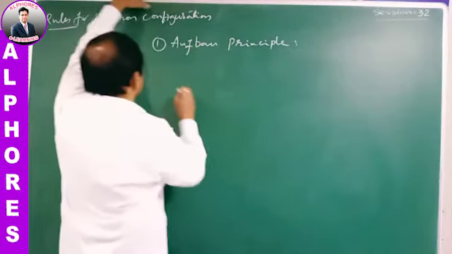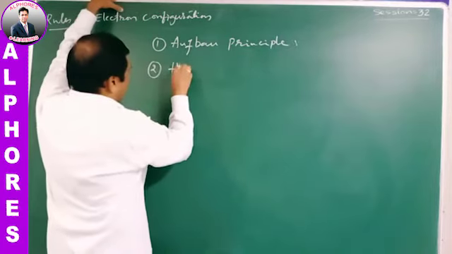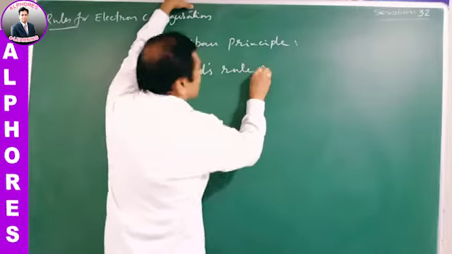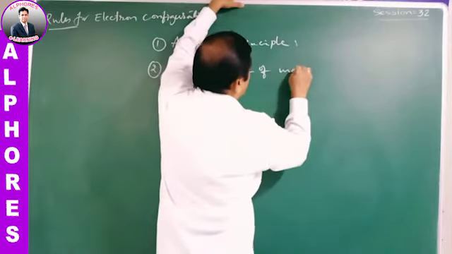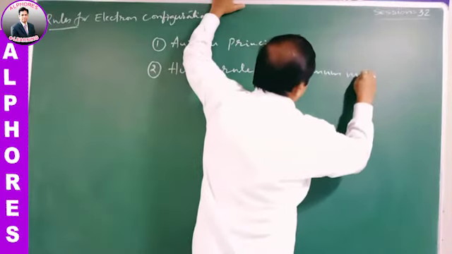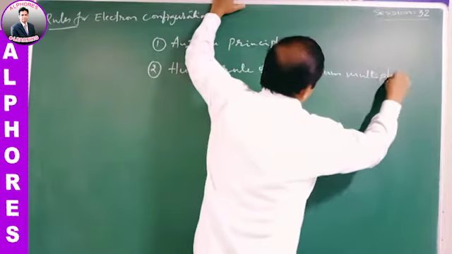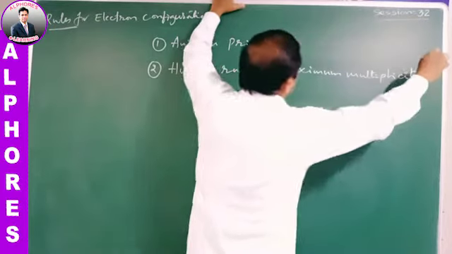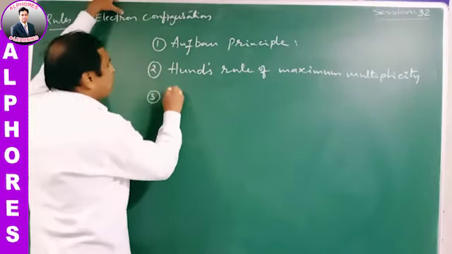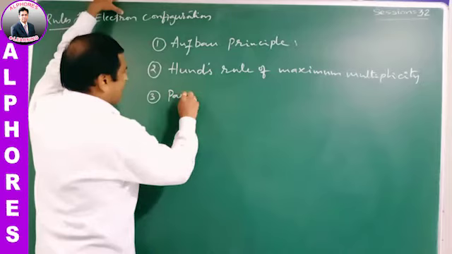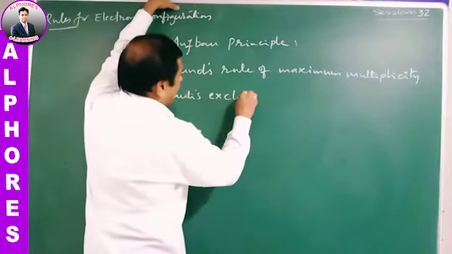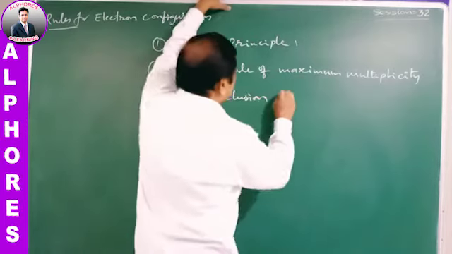Next, the second one is Hund's rule of maximum multiplicity. And the third one is Pauli's exclusion principle.